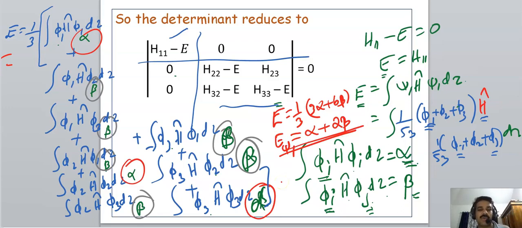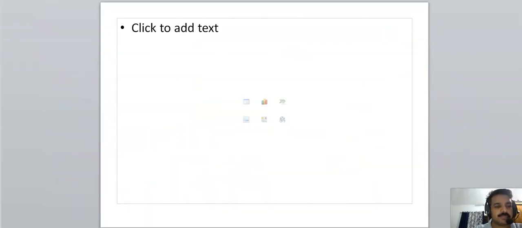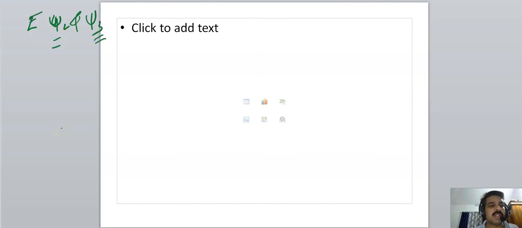Okay, so we have calculated the energy of psi 1: alpha plus 2 beta is the energy of psi 1. Similarly, next we want to calculate the energy of psi 2 and psi 3. Remember, psi 2 and psi 3 are degenerate sets, therefore their energy will be the same. So that reduces our job.